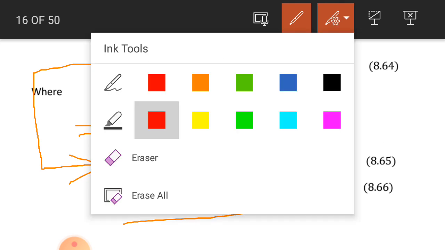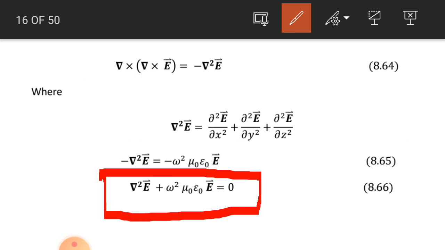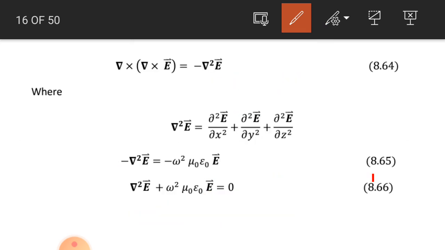So this is the second order homogeneous differential equation. We need to find out the solution of the second order homogeneous differential equation, and in order to do that, we need to find out its auxiliary equation. We need to find out the auxiliary equation of equation number 66.